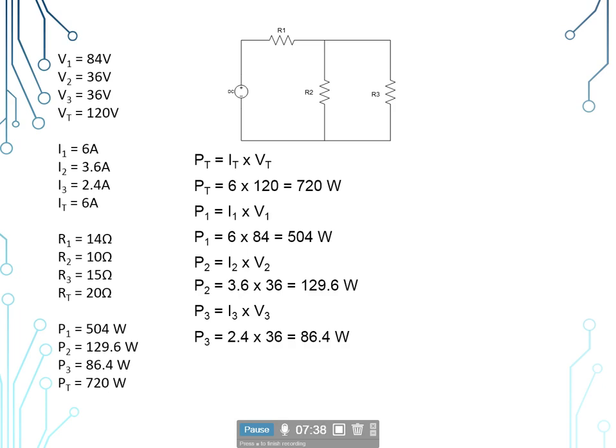Now we can do our quick check. The sum of the power dissipated by the individual components will equal the total power. And so P sub t is equal to P sub 1 plus P sub 2 plus P sub 3, giving us 504 plus 129.6 plus 86.4. And that does return the same total power of 720 watts.